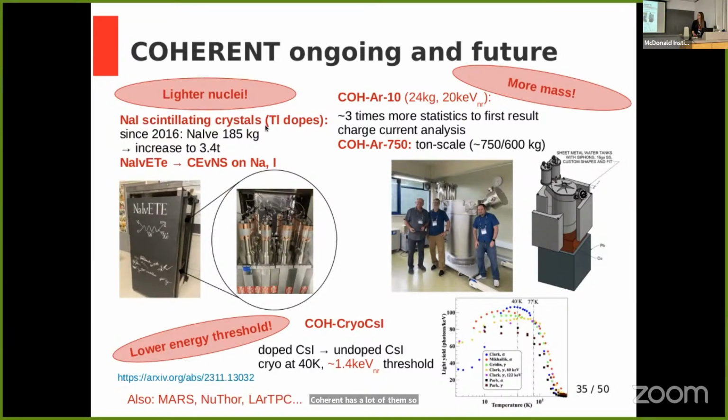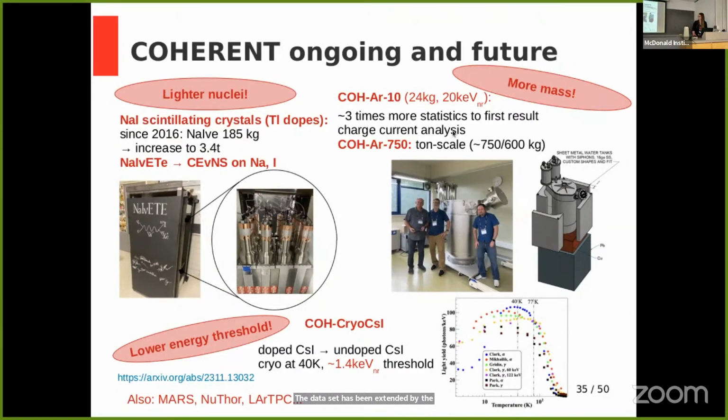Currently we are building a setup called NaIvE, which will end up being 3.4 tons of sodium iodide crystals. And the goal here, first of all, is to measure sodium iodide. Some of these modules are already deployed in neutrino alley, so there's already possible background data. The next setup will be up and running. More statistics is also collected with argon up to recently, so the data set has been extended by a factor of 3. Its analysis is also currently ongoing.